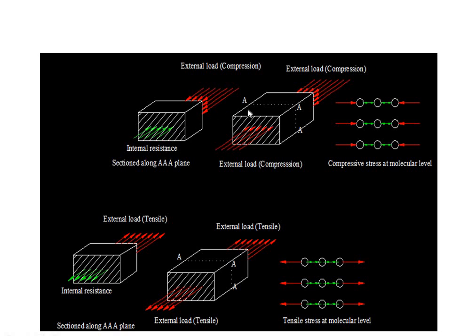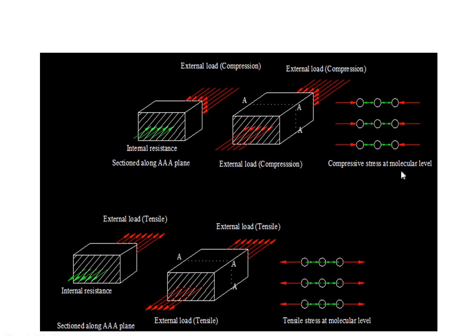So I have made a cross section along A plane. So this red color, it indicates the external force applied, and the internal resistance to counteract the external forces is shown in the green color. So these forces are developed internally, the internal resistance. So these forces per unit area is called as stress, right? So in this case, it is compressive stress since the loading is compressive.